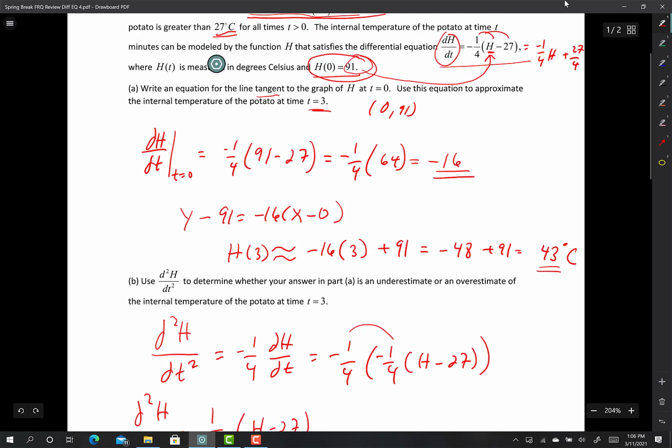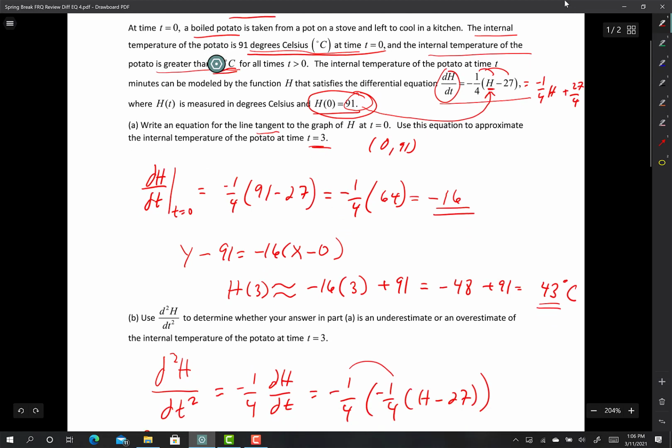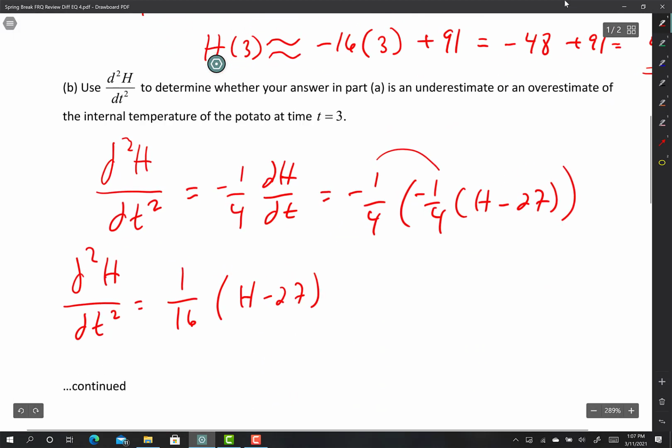Now they did give us some message. The internal temperature of the potato is greater than 27 degrees. So h is going to be larger than 27 all the time. h is always larger than 27. So because of that, the second derivative will always be positive.